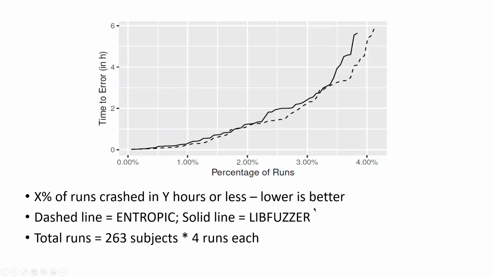So Entropic is the dashed one, right? Yeah, the dashed line is Entropic. Okay, so that means the DeepFuzzer can still effectively find a lot of errors, but needs more time. Yeah.